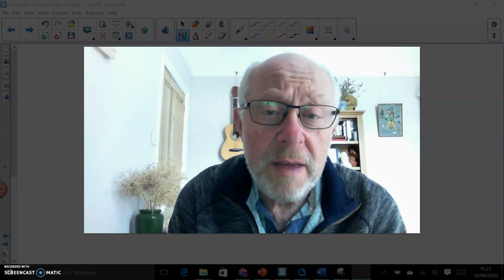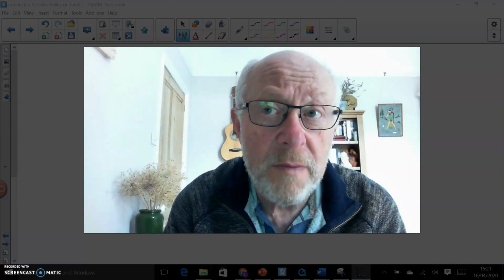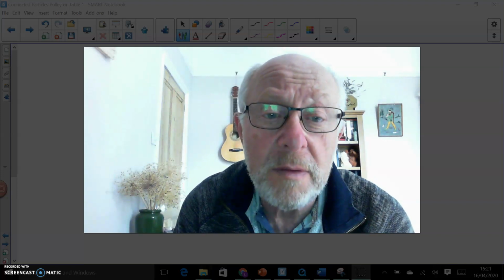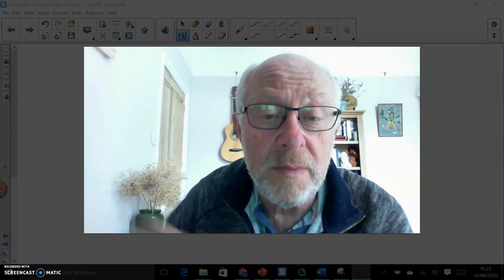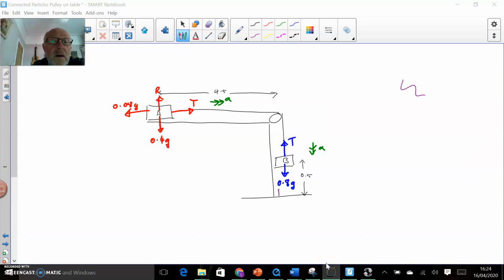Okay, welcome back everyone to the problem involving two particles, one on a table and one hanging vertically from a pulley. Okay, so at that point B will have reached that position here on the ground, and A will have moved to about here. So there's your A and there's your new B. And A will have moved the same distance as B, 0.5 meters.